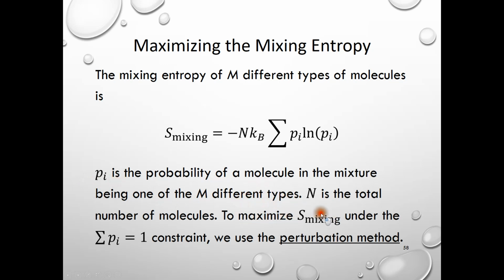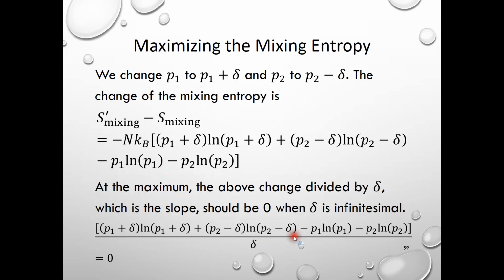Now we'll maximize the mixing entropy under the same constraint, the sum of all probabilities should be 1. But this time we'll use the perturbation method. So what's the perturbation method?